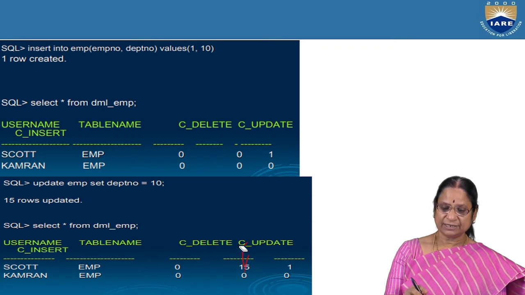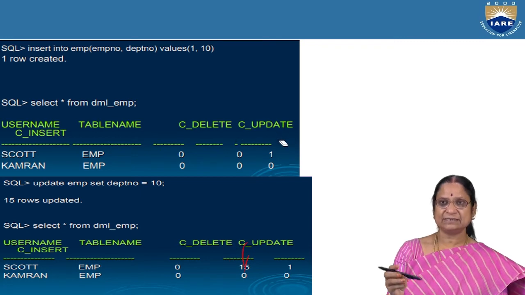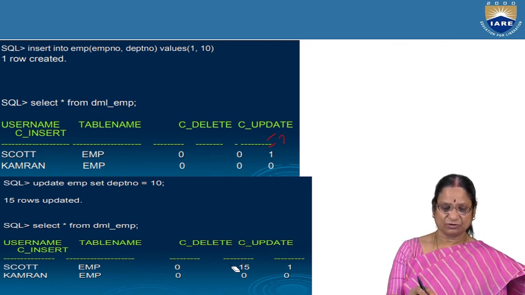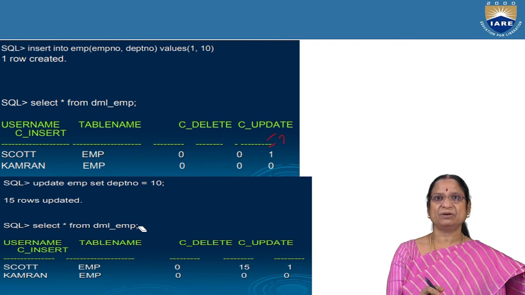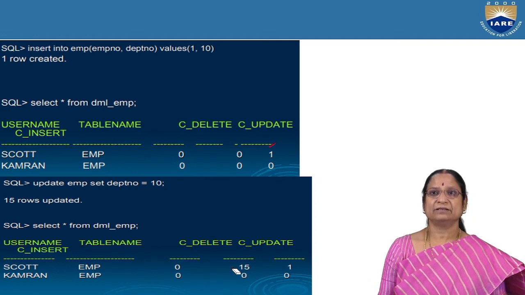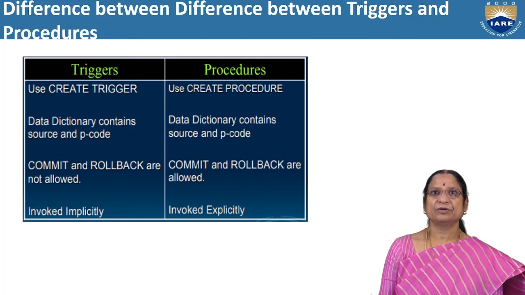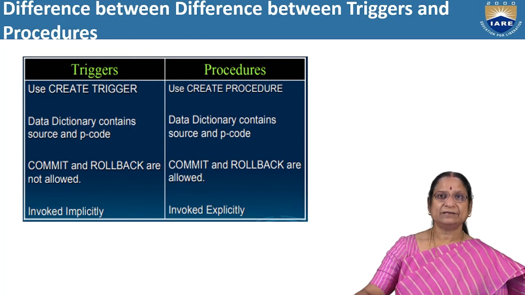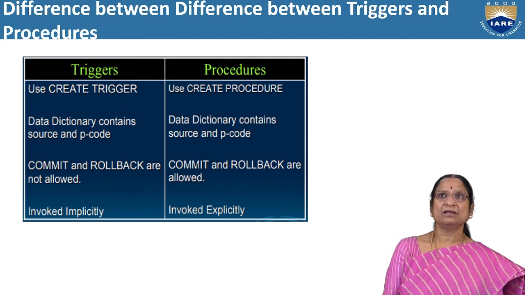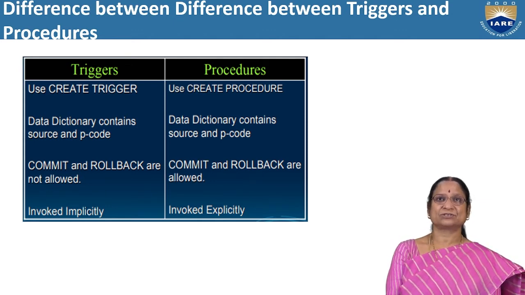So delete count here. This is update count. This is insertion count. Insertion count is 1 after insertion. After updation, 15 rows got updated. When I am selecting from my DML EMP table, then I got insertion 1 and 15 by the user Scott. Like that, we can create triggers, either row level triggers or column level triggers, depending upon the respective process actually.